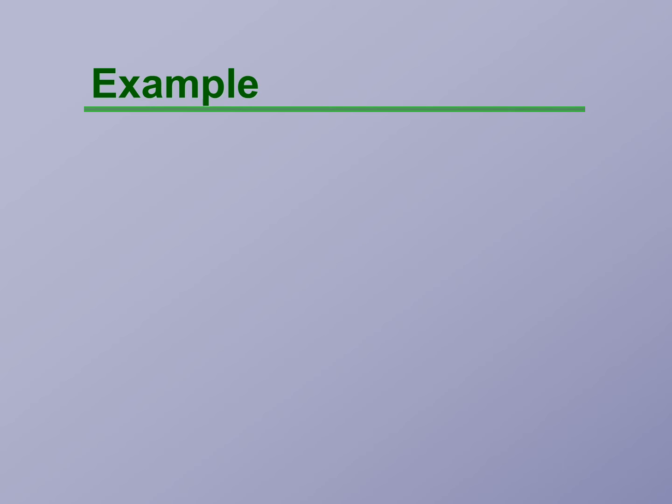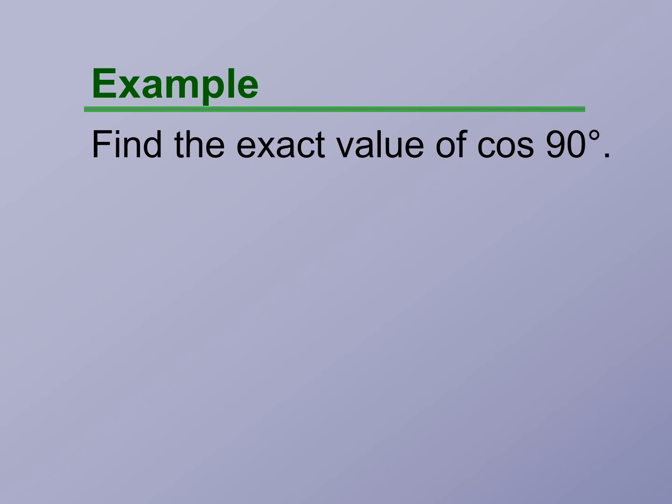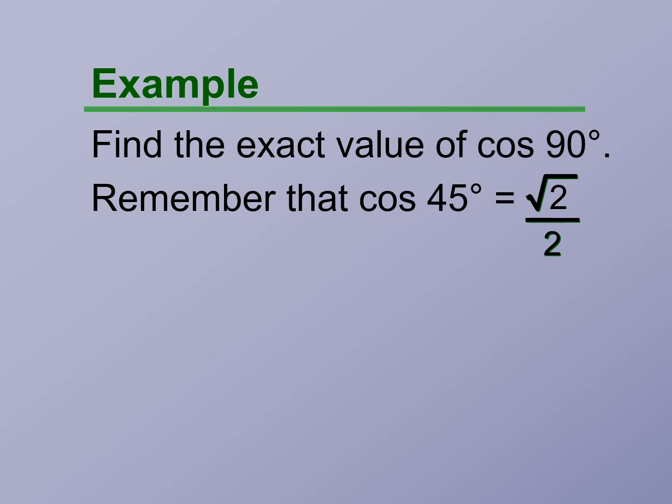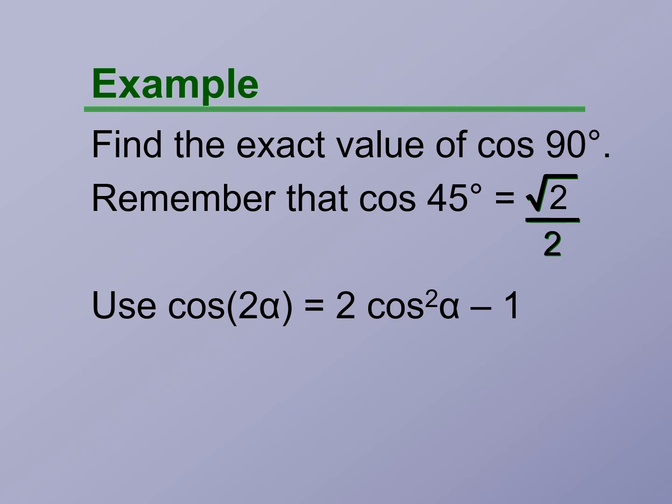So this is how we can use the double angle formulas. Let's say we want to find the exact value of cosine 90. So 90 is not 30, 60, or 45. However, 90 is double 45. So that means I can use cosine 2 alpha, where alpha is going to be 45. So I'm going to use the double angle identity for cosine, which says that cosine 2 alpha is equal to 2 cosine squared alpha minus 1. So this is the identity that we're going to want to use. And remember, alpha is going to be 45 because 2 times 45 is 90.